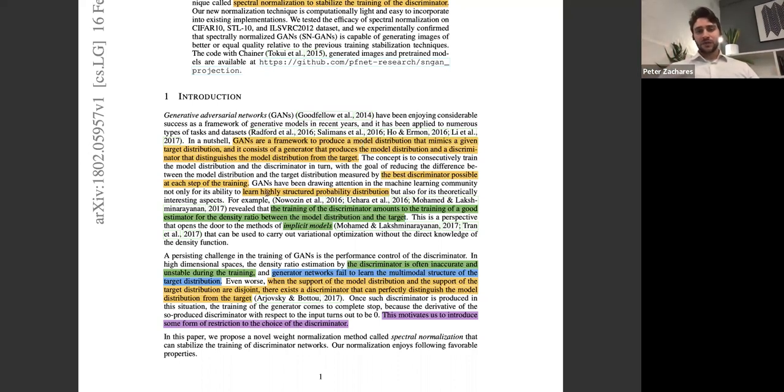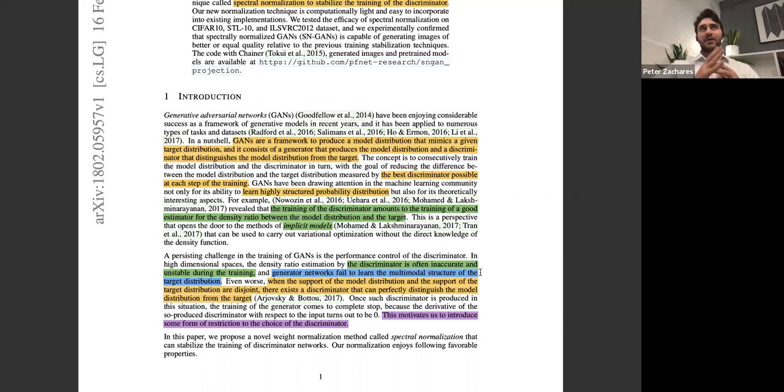And so here's where they talk about some of the failures or the difficulties of GANs down here. They say the discriminator is often inaccurate and unstable during training. So it has a lot of trouble distinguishing between the generated images and the actual images during training. And then at some point it becomes unstable, which I guess means it either stops learning or starts learning in the opposite direction, where it becomes worse at discriminating between them. And then it says the generator network fails to learn the multimodal structure of the target distribution.